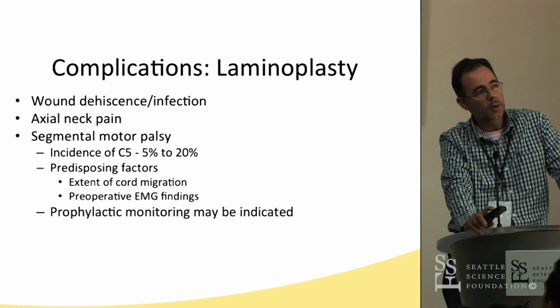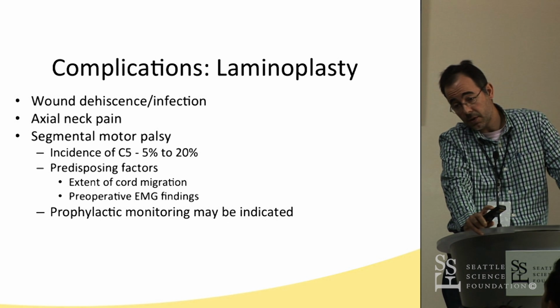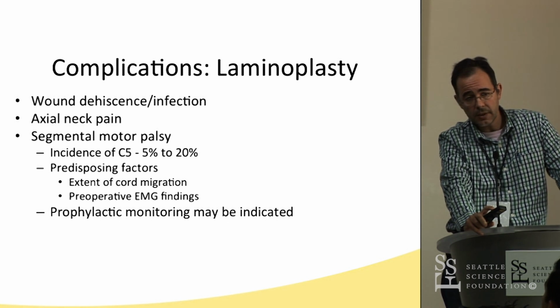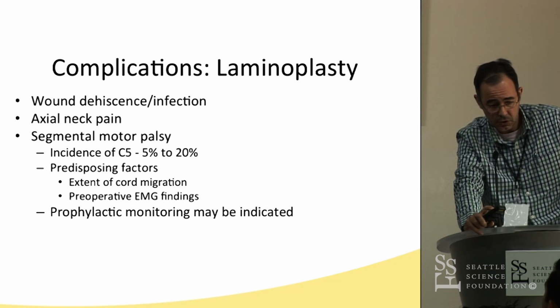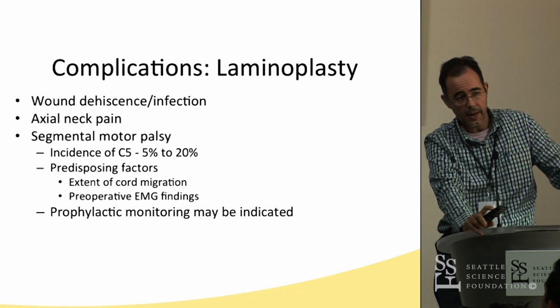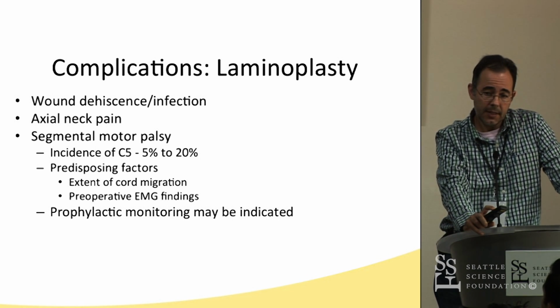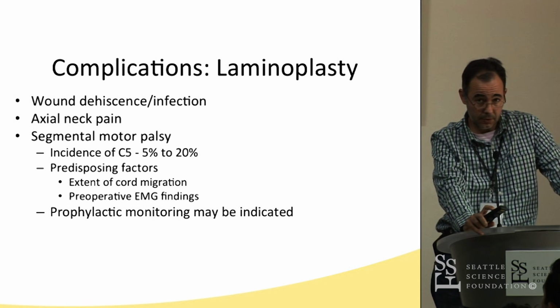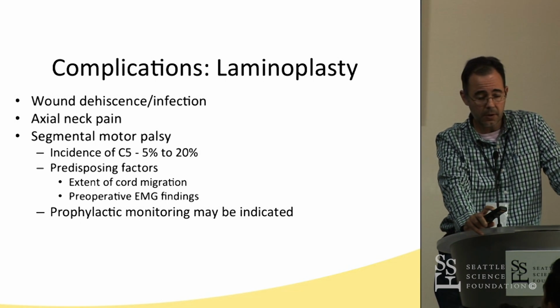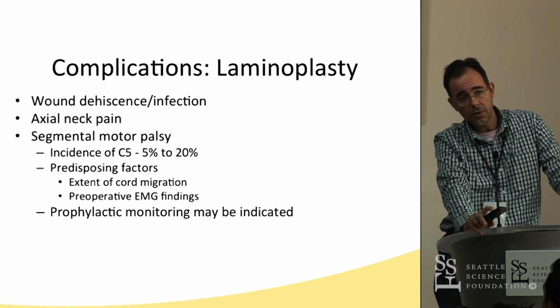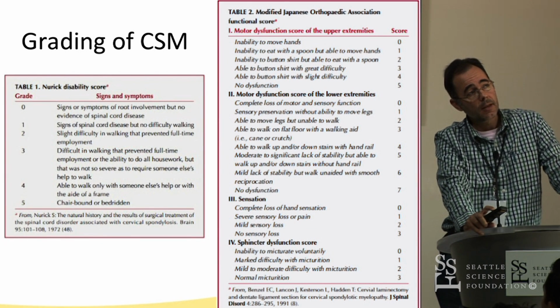One of the most significant things to mention as far as laminoplasty is concerned is C5 palsy. You can potentially get a C5 palsy due to the drift of the spinal cord away from the ventral disease and the kinking of the nerve root as the spinal cord drifts back. So that's one of the biggest concerns for a laminoplasty.